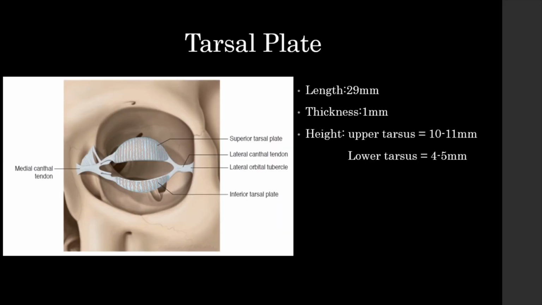Tarsal plates are dense fibrous tissues which mainly provide structural integrity to the eyelids. The length is about 29 mm, thickness is 1 mm, and the height of the upper tarsus is about 10 to 11 mm, and the lower tarsus is 4 to 5 mm. Along this tarsus you have the meibomian glands, about 35 to 40 in the upper lid and 20 in the lower lid. The upper tarsus gives attachment to the orbital septum and Müller's muscle, and the lower tarsus to the capsulopalpebral fascia and the inferior palpebral ligament.